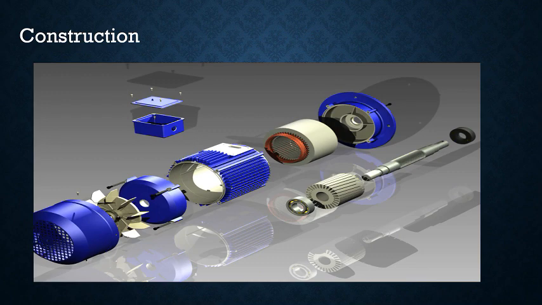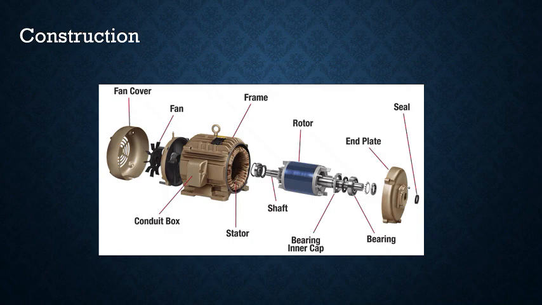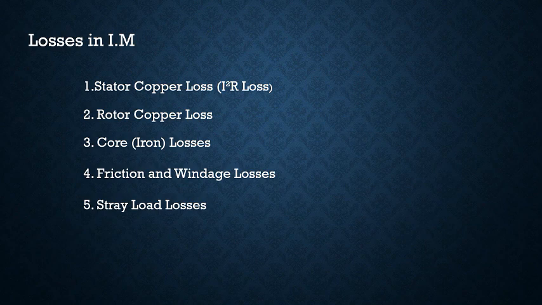Induction motors are not 100% efficient. They have some losses. So here are some common losses. First is stator copper losses, which is due to resistance in the stator winding. Second is rotor copper losses caused by induced current in the rotor bars. Third is iron or core losses, including eddy current and hysteresis losses. Fourth is friction and windage losses due to the rotating parts and air resistance. Fifth is stray load losses, which are minor and caused by leakage flux.